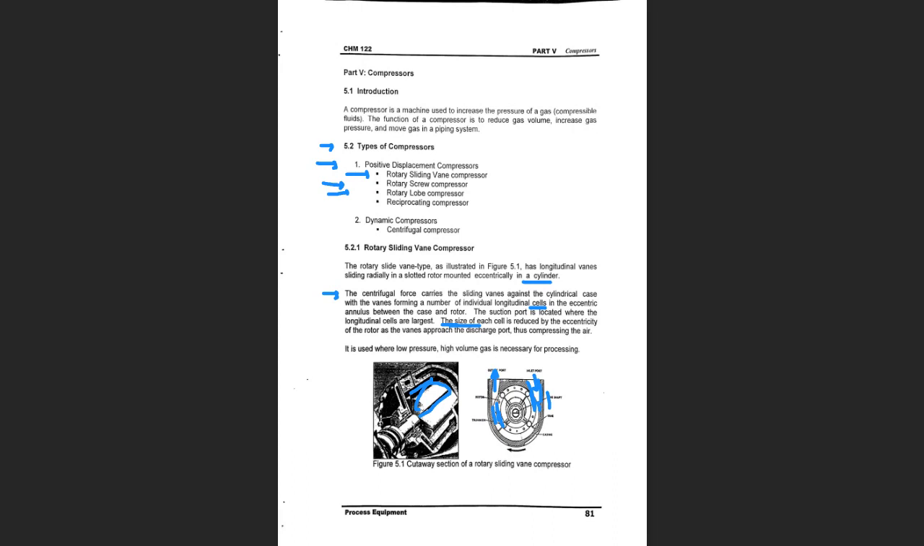So this kind of compressor, guys, is used where low pressure and high volume gas is necessary for processing. You can use it if you are looking for a process where you don't want a high discharge pressure. If you want only low pressure and a high flow rate, high volume gas is necessary for processing.